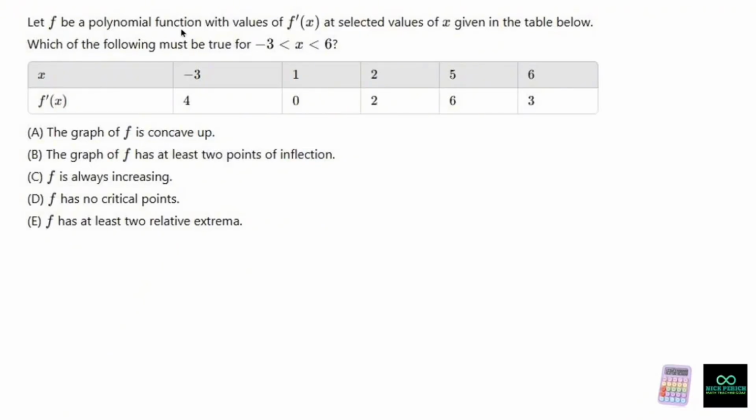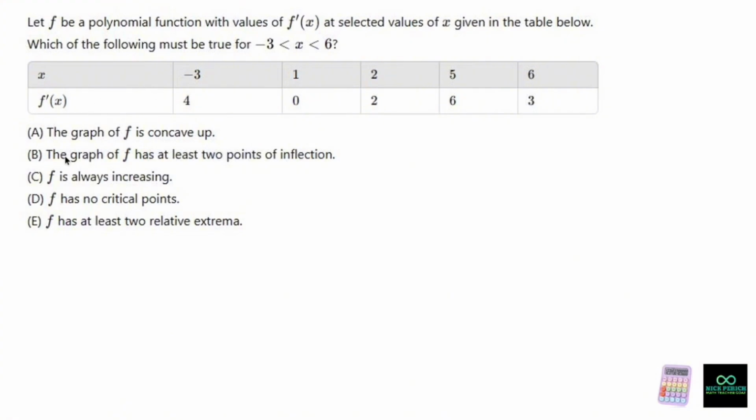Let f be a polynomial function with values of f prime of x at selected values of x given in the table below. Which of the following must be true for -3 to 6 for our x values? So we have -3 to 6, and a bunch of coordinates given to us. Now this is f prime of x, and we want to talk about facts of f. What we know is the derivative gives us slope. A negative derivative means a decreasing function, and a positive derivative means an increasing function. So let's go through all of this and see what we have here.